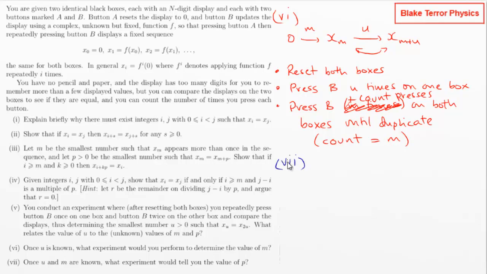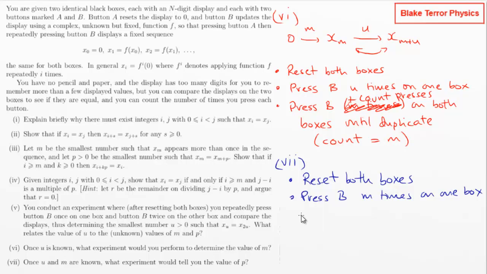And then last part, once u and m are known, what experiment would tell you the value of p? Right, well, we don't really need u, do we? You just get to m and then you press both. So you don't need u at all in that one. So we'll reset both boxes, then press B m times on one box.